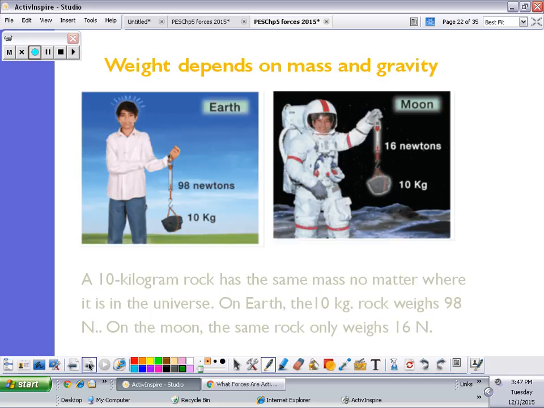So here's a good example of that. You take a 10 kilogram rock on Earth, it's going to have the force being pulled on by 98 newtons. Whereas you take it to the moon, and that same 10 kilogram rock has a force being pulled on it of only 60 newtons because the gravity is less on the moon than it is on the Earth.